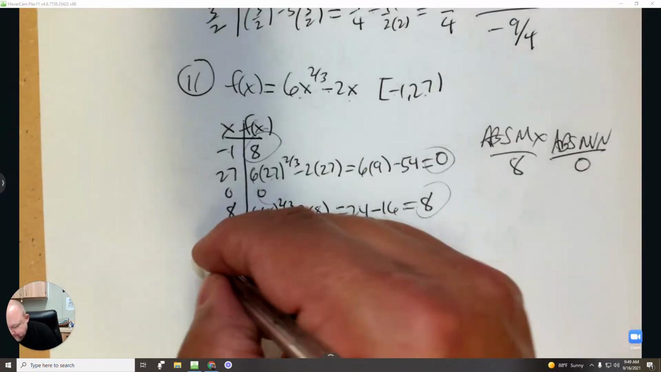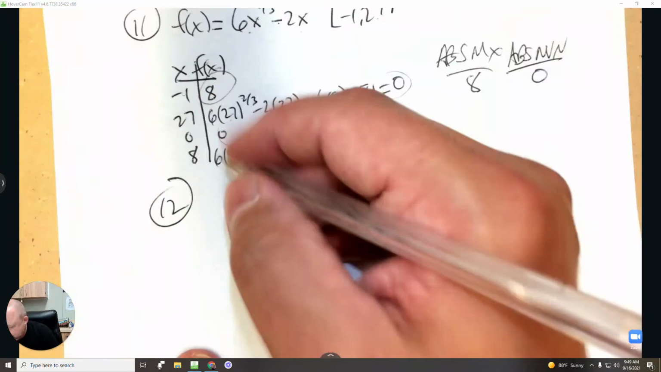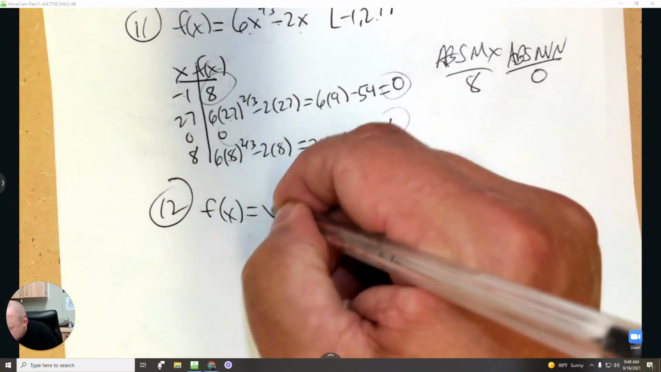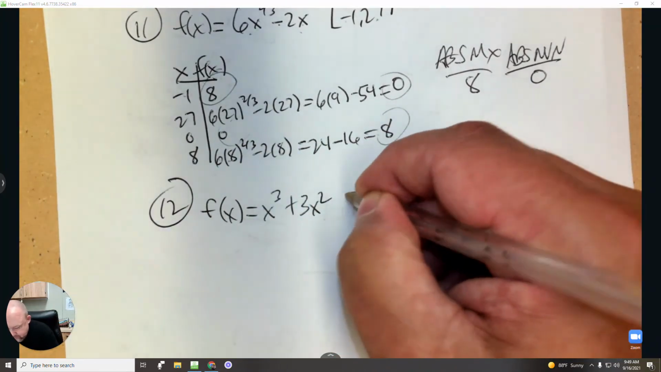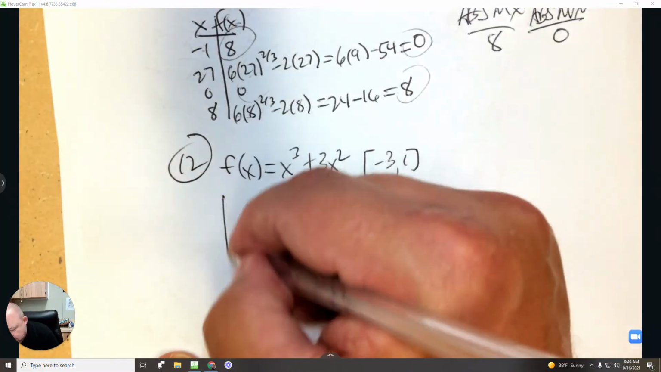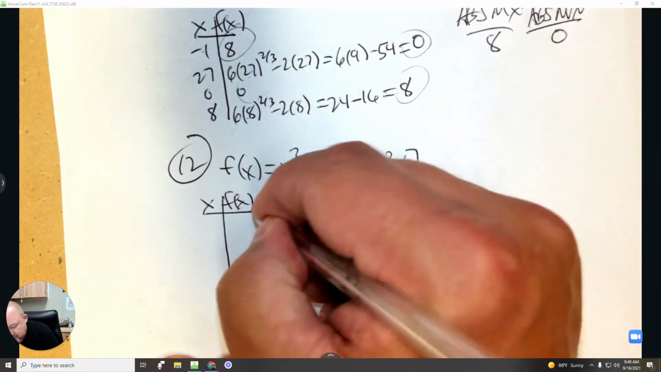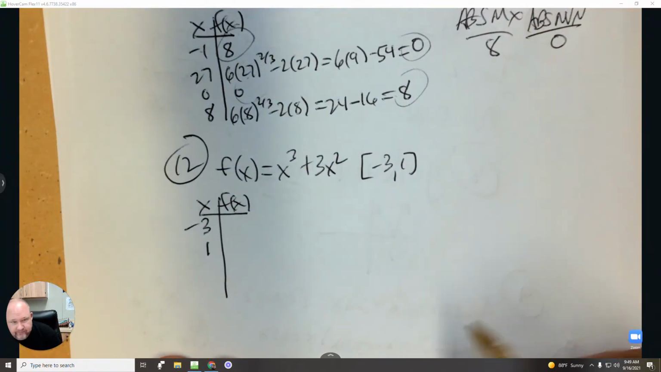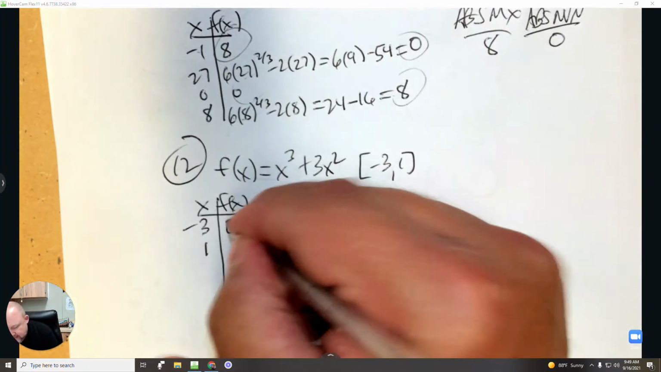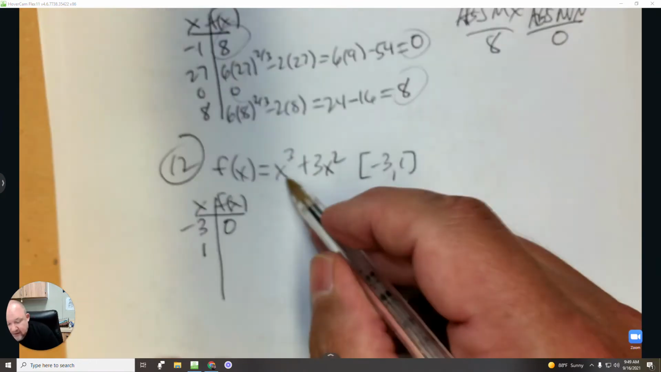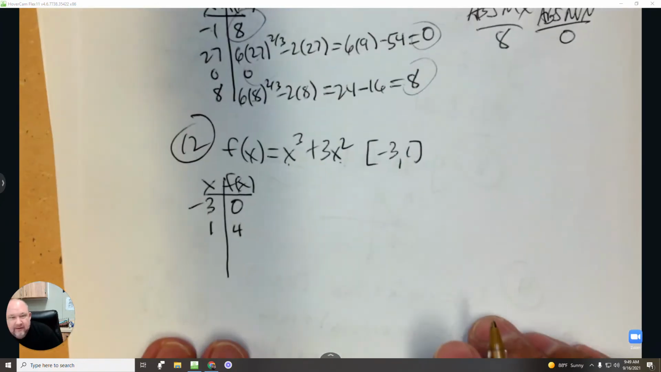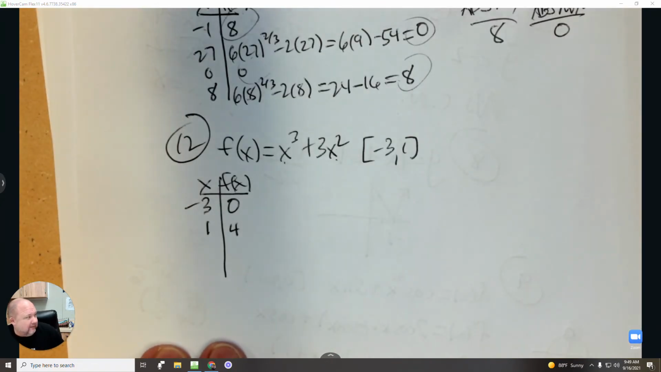Number 12. Number 12 was not done above, so I have to do all the work for number 12. Here we go. Step number 1, we're going to do a table of values, and we're going to use the end values first. So that's -27. That's +9 times 3 is positive. That gives me the answer 0. If I plug in 1, I get 1 plus 3, and I get 4. You need to work on your mental math skills to get it correct.